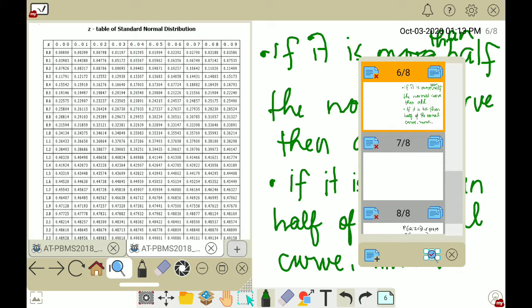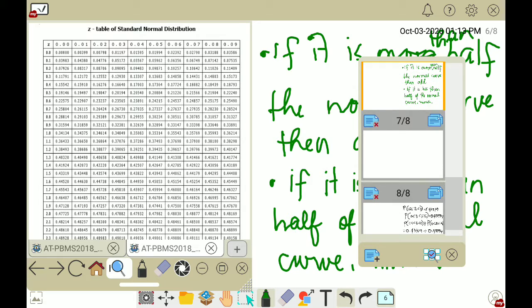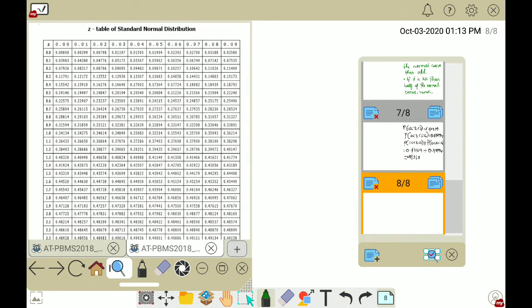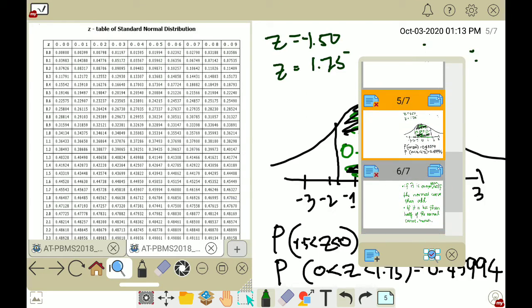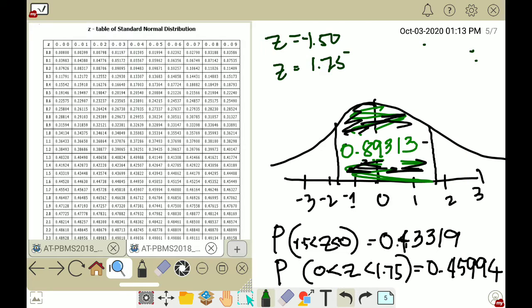So in this case, for our example number 3, the between. We could say that in your between, your A will be your negative 1.50 and your B will be your 1.75. You could express it that way also. Whereas you could say that this is A and this is B.